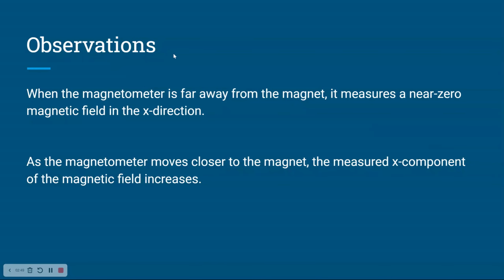And then for the observations, there were several listed, and these are the two that I found to hold true. One being when the magnetometer is far away from the magnet, it measures a near zero magnetic field in the x direction. And that's fair because when we get further away from the magnet, we do expect the field to get weaker and weaker. Additionally, as the magnetometer moves closer to the magnet, the measured x component of the magnetic field increases. If we find one to be true, that just makes sense, because if you go further away, it gets weaker. It only makes sense that when you come back closer, it gets stronger. So nothing crazy there.